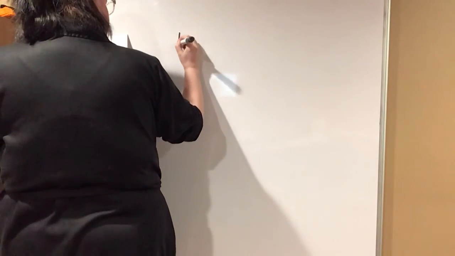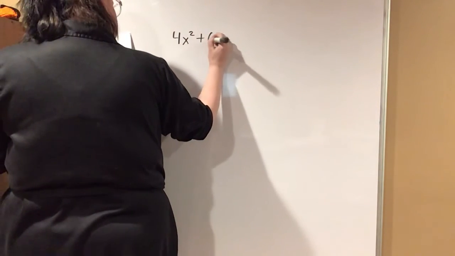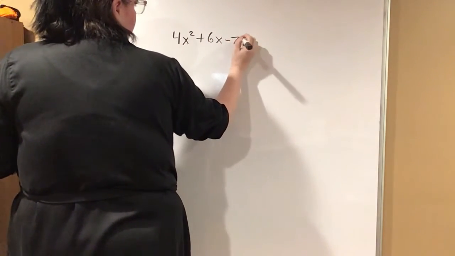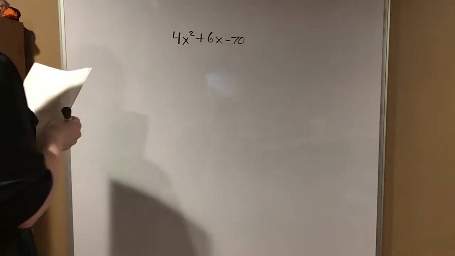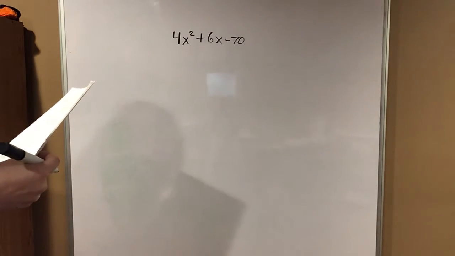So now that we've seen that, let's move on to one that is a tad bit harder. So we're given this guy right here. 4x squared plus 6x minus 70. Well, this one's not going to be as nice, right? It'd be kind of mean.